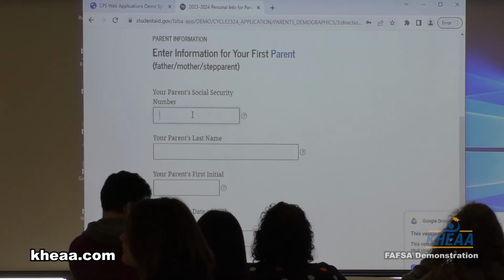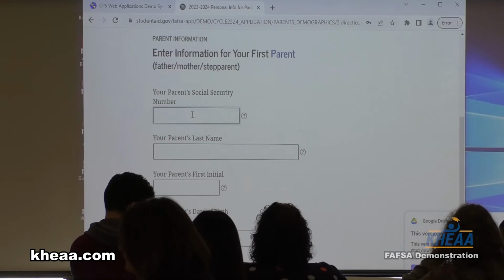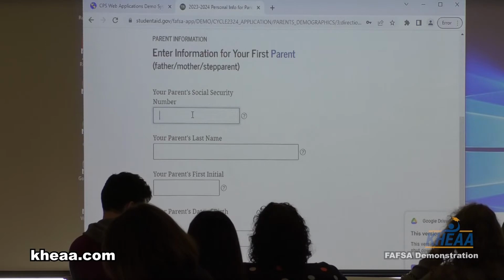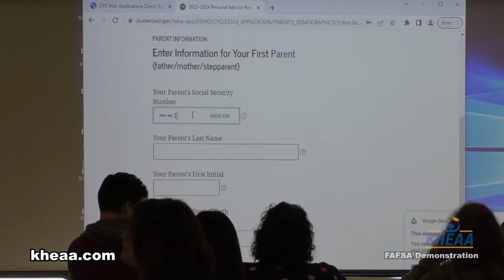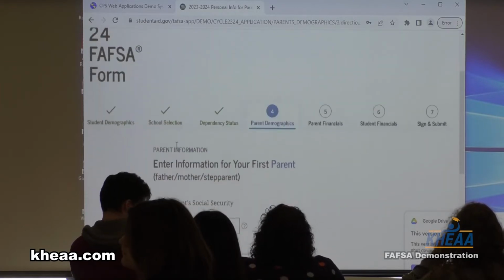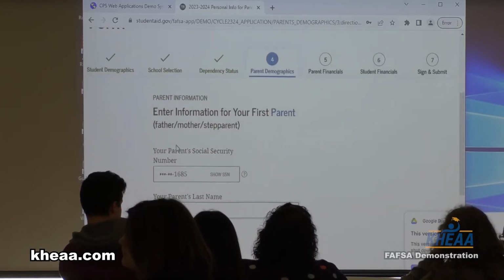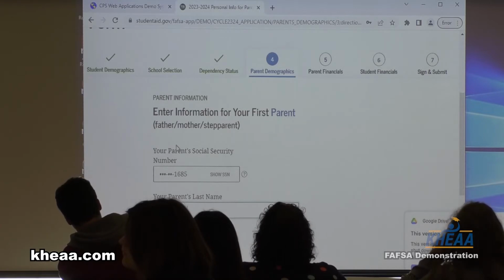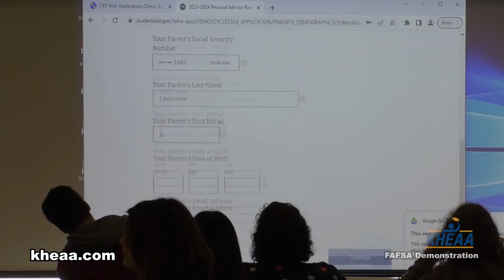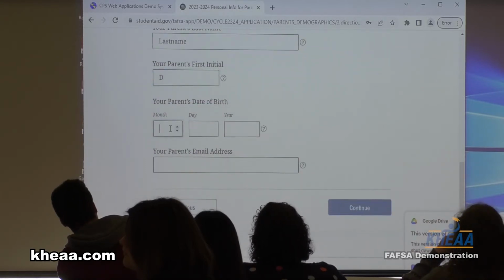So next it's going to ask for your parent's social security number. Also, when your parent creates their FAFSA account, everything will be transferred on there just like you, because you can sign into that, okay? As of right now, I'm just going to make one up. There we go. So your parent's last name, I forgot the last name on this, but I think it was last name or something. So your parent's first initial, I'm just going to put D.